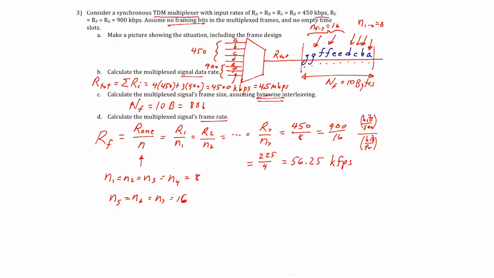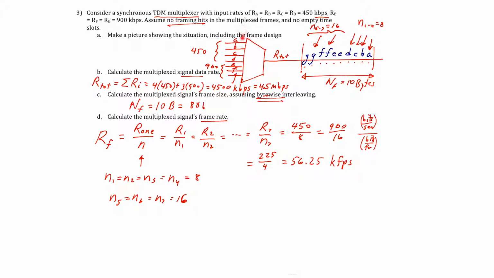Okay, I'm going to show the solution for a synchronous TDM multiplexing problem. And in this multiplexing problem, we've got 4 inputs with a rate of 450 kilobits per second, and then 3 inputs with a rate of 900 kilobits per second. We're going to assume no framing bits, and we're going to have no empty time slots. And so I've already solved this problem here, and so I can just walk you through it.